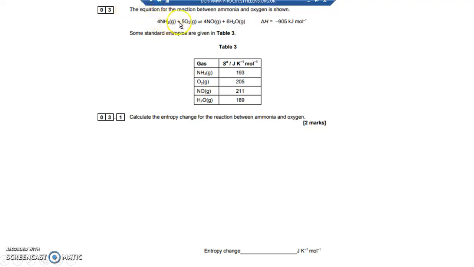Question 3, we've got a reaction going on between ammonia and oxygen. 4 moles of ammonia and 5 moles of oxygen make 4 moles of nitrogen monoxide, NO, and 6 moles of water. We've got some entropy values. Calculate the entropy change for the reaction between ammonia and oxygen.